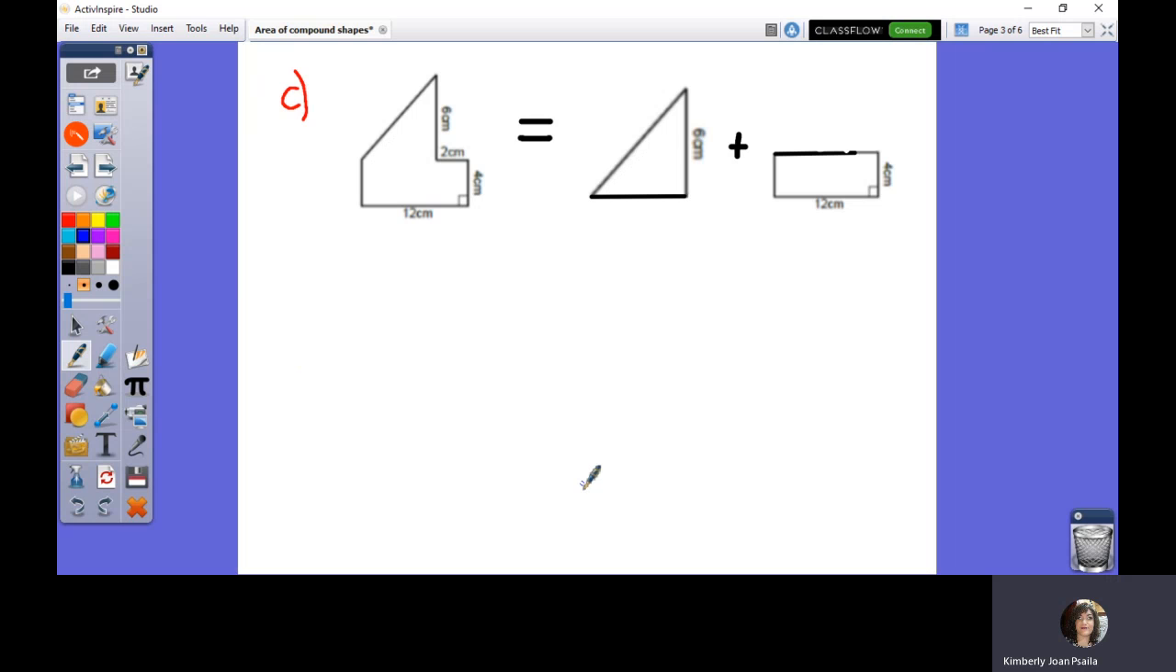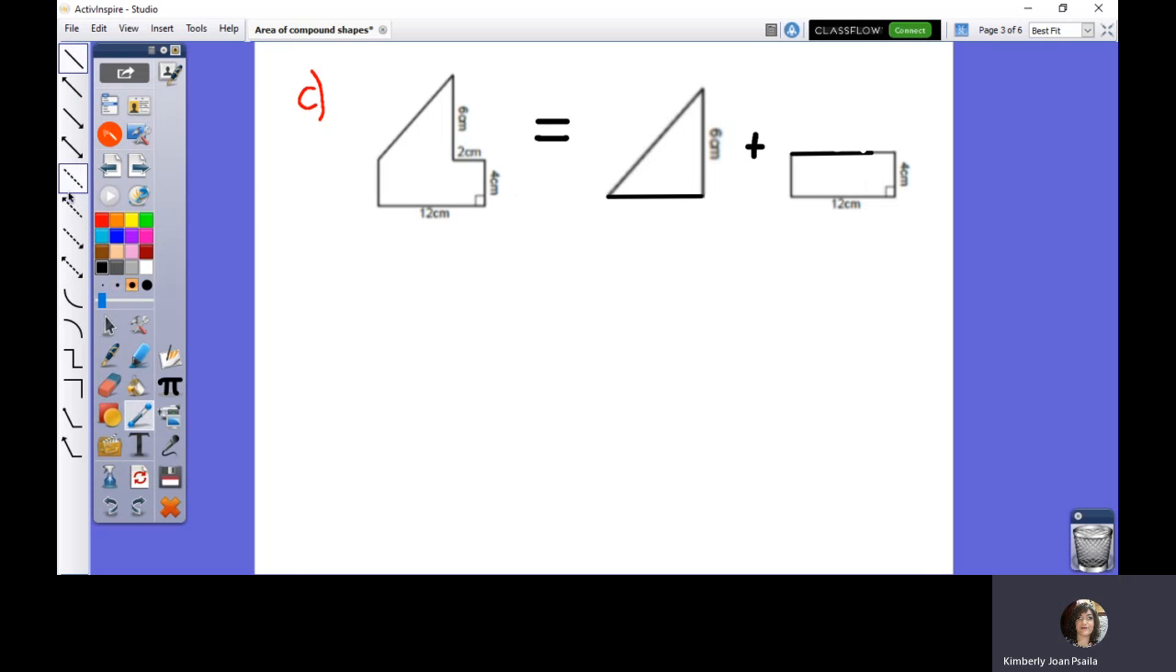Okay, let's look at another example. So here, if I look at this compound shape, if I divide it into 2, I can divide this into 2.